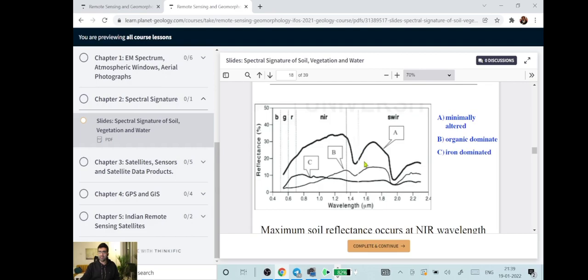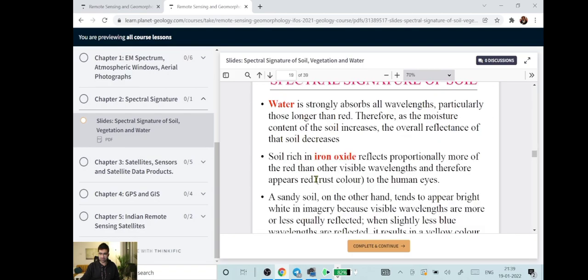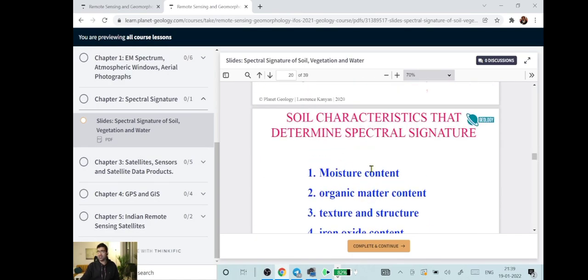Overall this is the kind of pattern, so you have to basically memorize that. C is iron dominant soil, so you can see here this red band is quite significant in this one. Moisture content in soil will affect it. If there is moisture, soil will absorb a lot of radiation. You have to remember that water absorbs a lot of radiation.